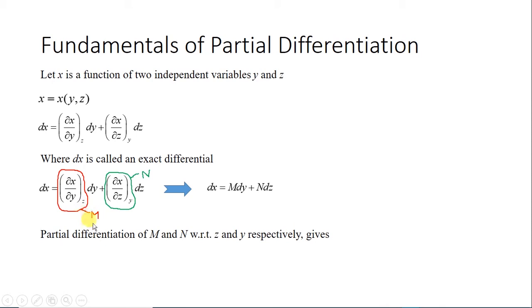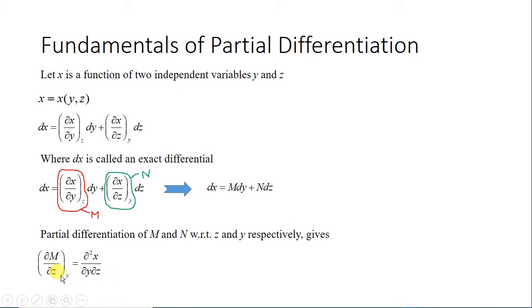Now what is the value of M? It is dou x by dou y. We have to differentiate it with respect to z. So what will you get? Dou 2x by dou y dou z. So dou M by dou z will be equal to dou 2x by dou y dou z, when y is constant.